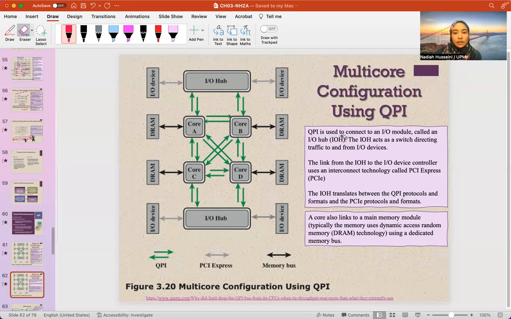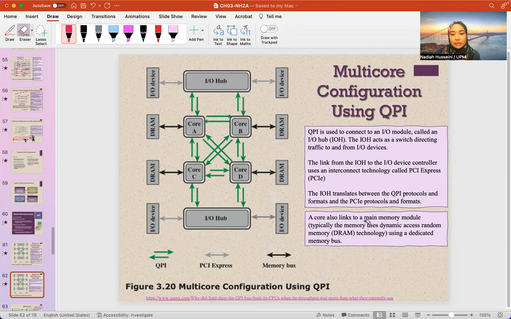And the QPI is used to connect to an I/O module via the I/O hub. The I/O hub, or the IOH, acts as a switch directing traffic to and from the I/O devices. The link from the IOH to the I/O device controller uses a technology called PCI Express. So we will talk about PCI Express later. So the PCI Express is from the I/O hub to the I/O device.